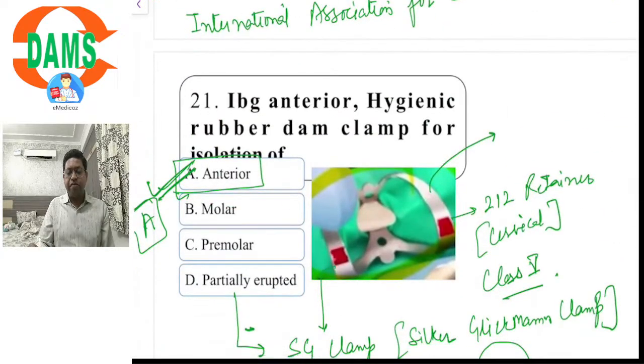Yes, it is an example of a winged clamp. This is the wing. But basically it has got two bows. It is a very typical clamp you can see. Otherwise, the clamp has only one bow. This clamp has got two bows. It is a number 212, a cervical retainer. I very clearly told you in the class notes also.